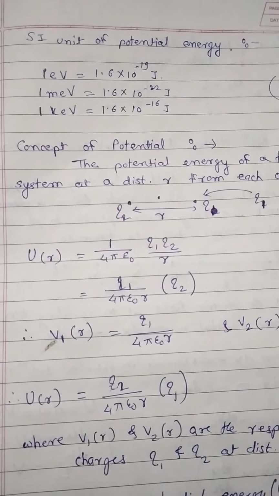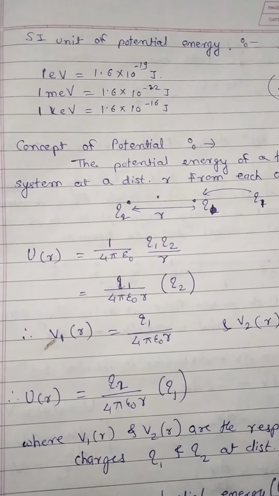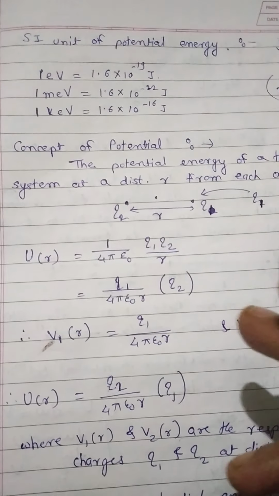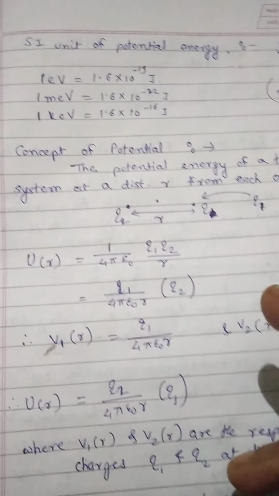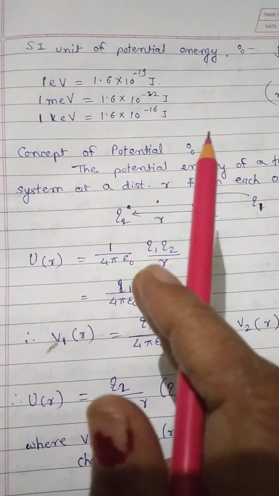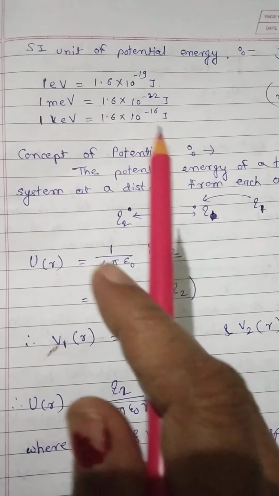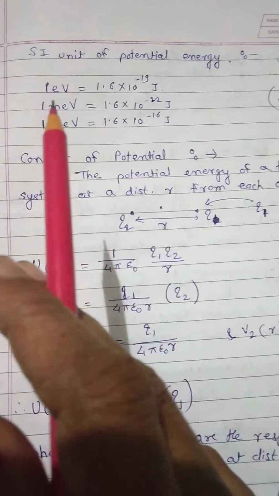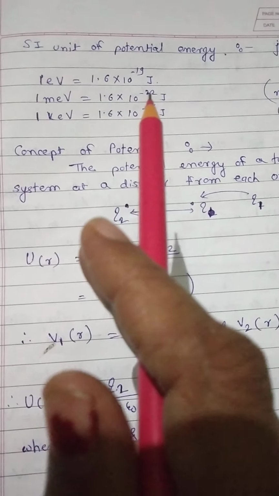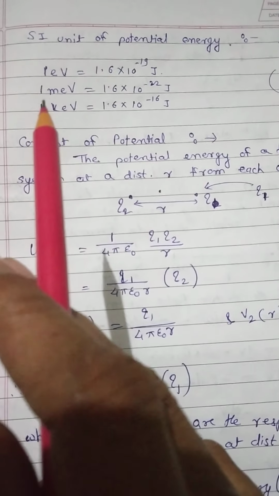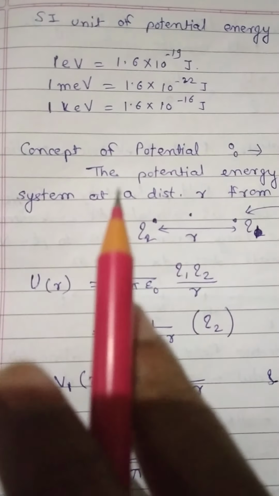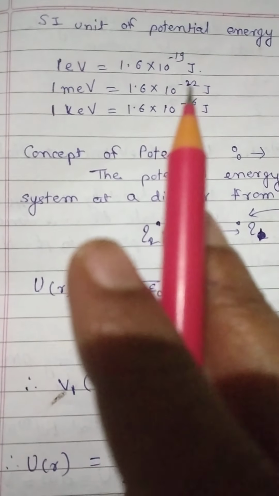So 1 joule means 1 joule is the energy stored in moving a charge of 1 coulomb through a potential difference of 1 volt. Another convenient SI unit of energy is the electron volt, eV. So 1 electron volt is equal to 1.6 into 10 raised to minus 19 joule, and 1 milli electron volt is equal to 1.6 into 10 raised to minus 22 joule.